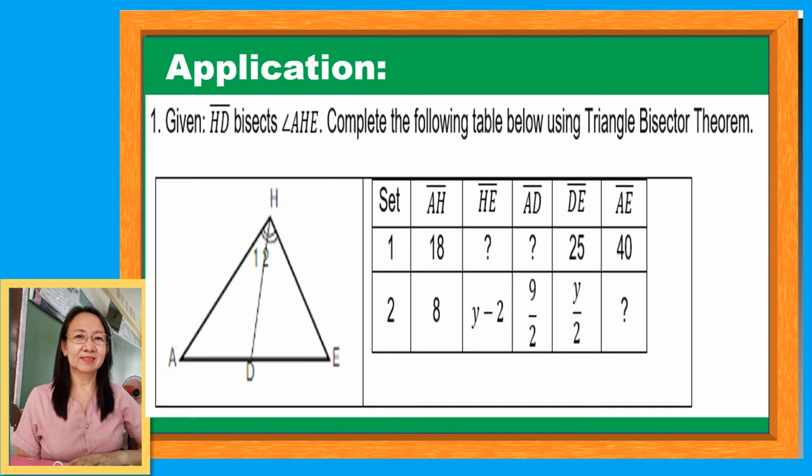Now let us have its application. So given is HD that bisects angle AHE. So look at the figure. Now we have to complete the following table using the triangle bisector theorem. So starting with set 1, let us indicate our given in the figure. The length of AH is 18 units. HE is the unknown, the same with AD, and then DE measures 25 units, and the whole AE measures 40 units.